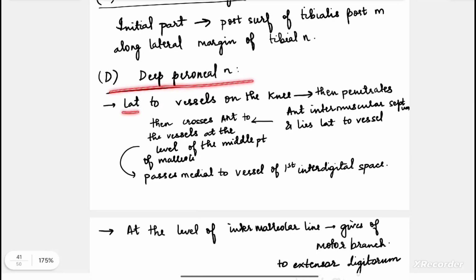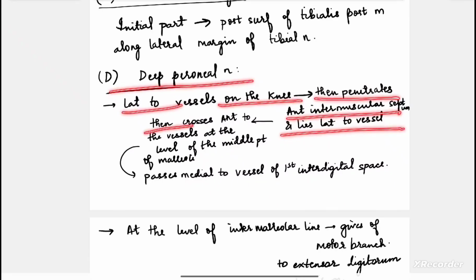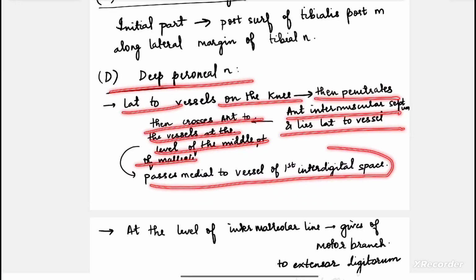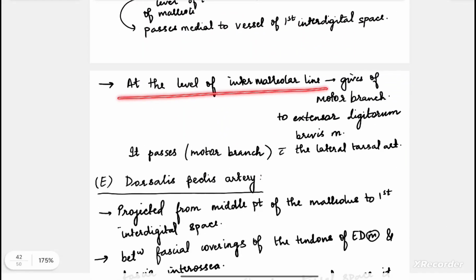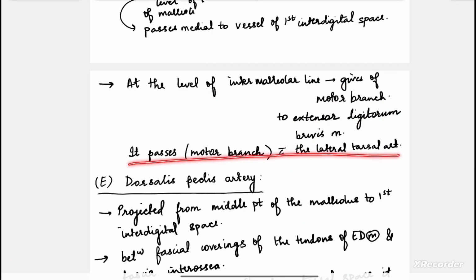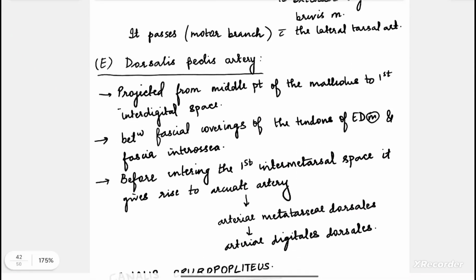The deep peroneal nerve is lateral to the vessels at the knee, then penetrates the anterior intermuscular septum and lies lateral to the vessels. Then it crosses anterior to the vessels at the level of the middle point of the malleoli and passes medial to the vessels in the first interdigital space. At the level of the intermalleolar line, it gives off motor branches to the extensor digitorum brevis muscle, and it passes the motor branch to the lateral tarsal artery.